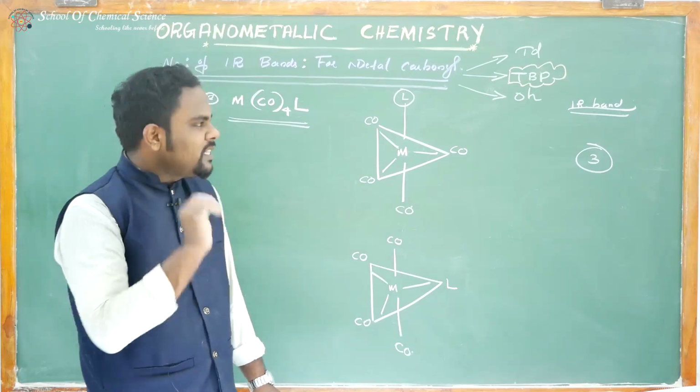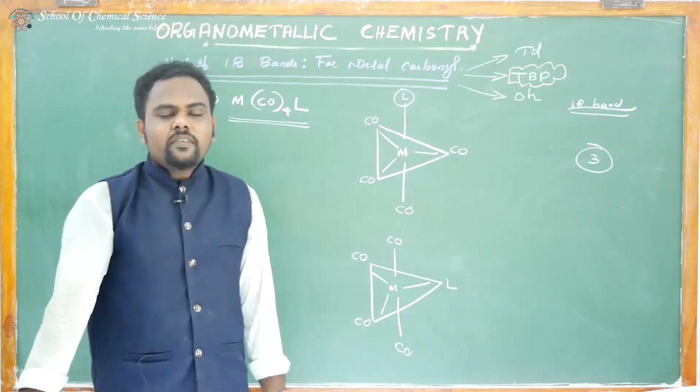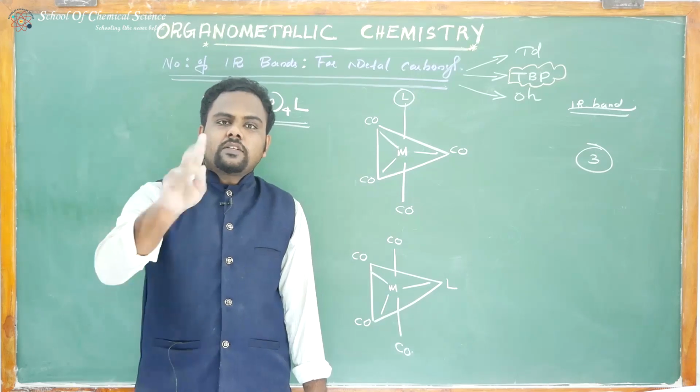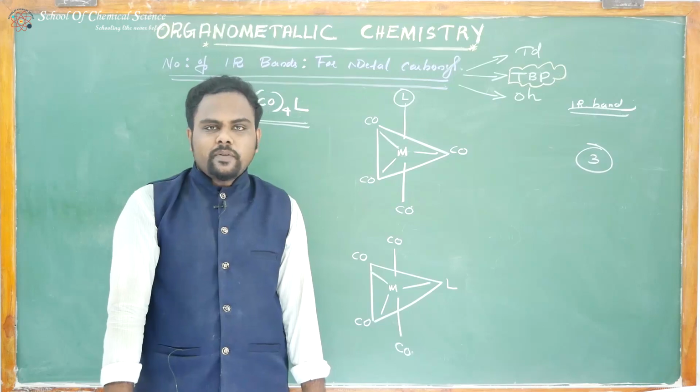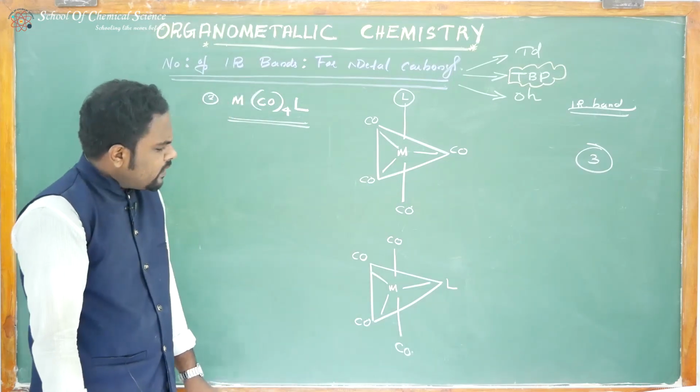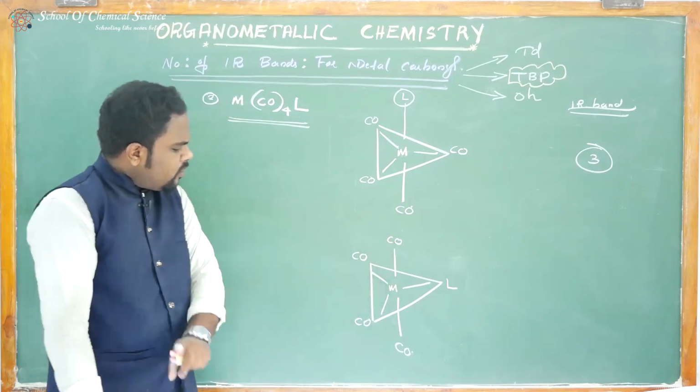From my opinion, just memorize: MCO5 total 2 signals, MCO4L total 3 signals. That's the best method for a competitive exam. Then here, what about how many signals?